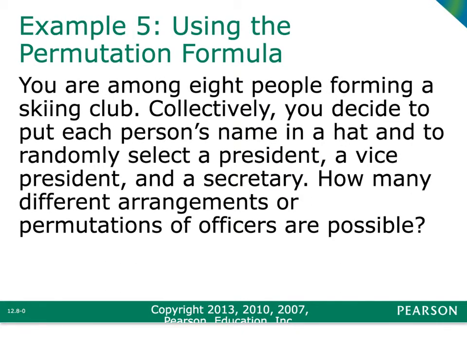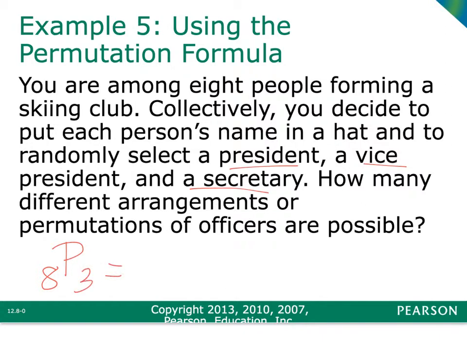Example 5. Using the permutation formula, you are among 8 people forming a skiing club. Collectively, you decide to put each person's name in a hat and to randomly select a president, a vice president, and a secretary. How many different arrangements or permutations of officers are possible? So you first go with the total number of people you have, which is 8. You're going to do a permutation because order makes a difference. If you're the president, you have more power than the vice president. There's 3 positions you're pulling for, so you'll do 8 permutation 3.